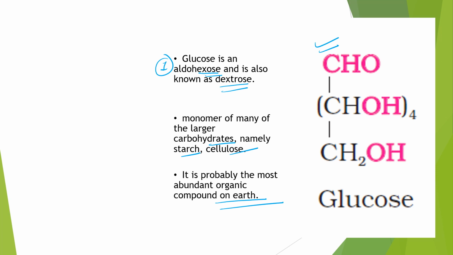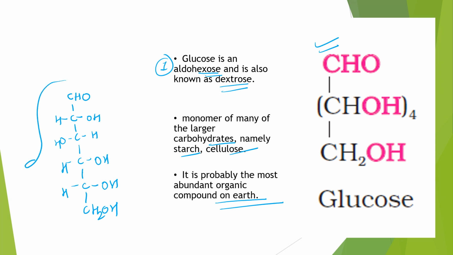So this is the condensed formula of glucose which I have written here. Now if I want to open this structure, it will be like CHO, then CHOH, HCOH, and so on, carbons 1, 2, 3, 4, 5 and 6. 6 is the CH2OH. Here this is OH, here this is H, here this is OH, here this is H. This is the open structural formula of glucose. This is the condensed formula of glucose.